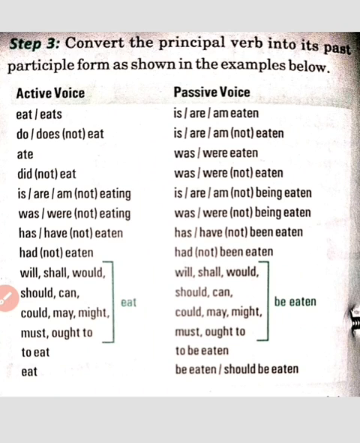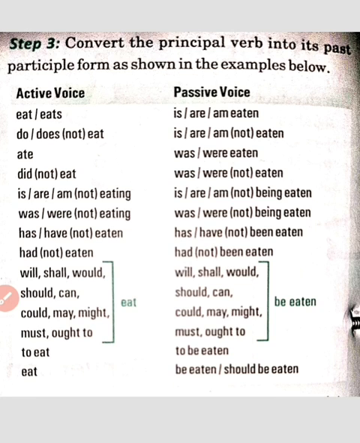The third step is convert the principal verb into the past participle. So whatever tense it is, whether it is simple present, simple past, present continuous, present perfect, the main verb will be converted into past participle, that is, the third form is used. So you can see here I have given examples. Eat or eats, simple present tense, passive voice, it will be is, am, are eaten.